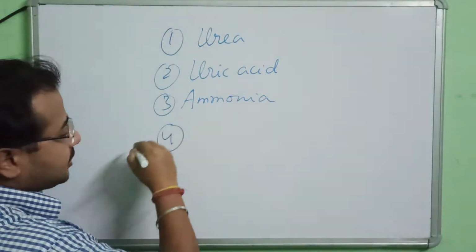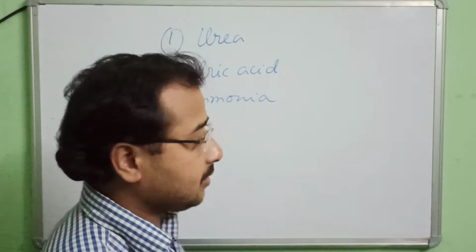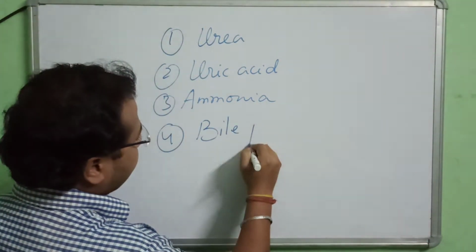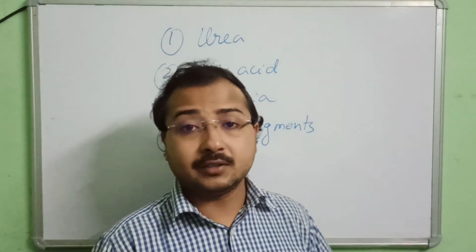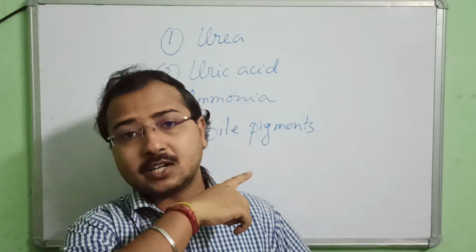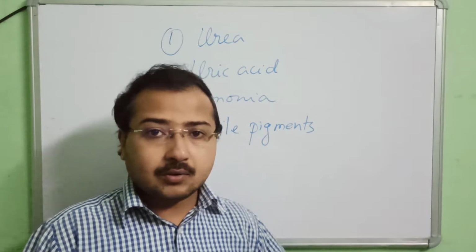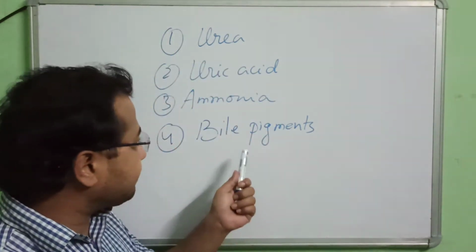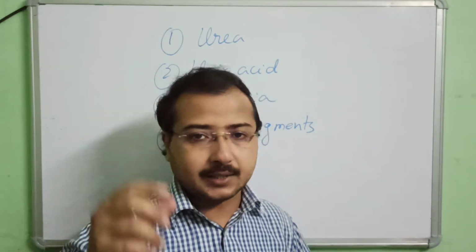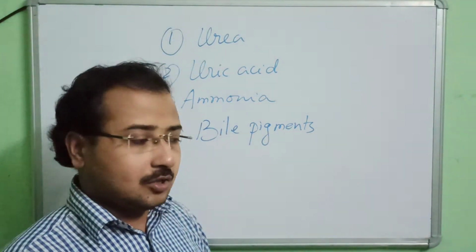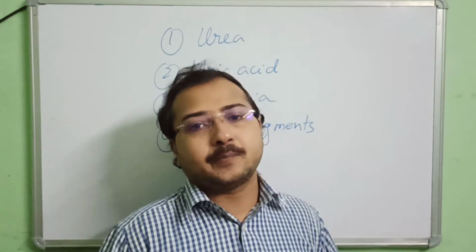Apart from this, what else do we see? Apart from urea, uric acid, ammonia, we see bile pigments. Where are these bile pigments found? They are also found in the liver. They are part of the bile juice that is produced by the liver. How do these pigments come into the bile? We must have a little idea. Remember, bile pigments are produced by the destroyed RBCs in the liver.